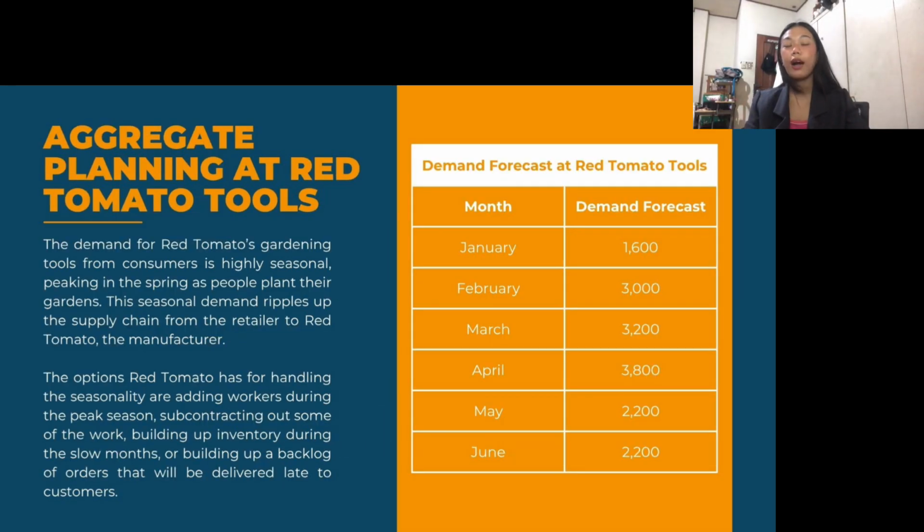So let's proceed to aggregate planning at Red Tomato Tools. Red Tomato Tools sells gardening equipment, which means business is highly seasonal. Demand peaks only in the spring when everyone starts planting and drops off significantly in the winter.